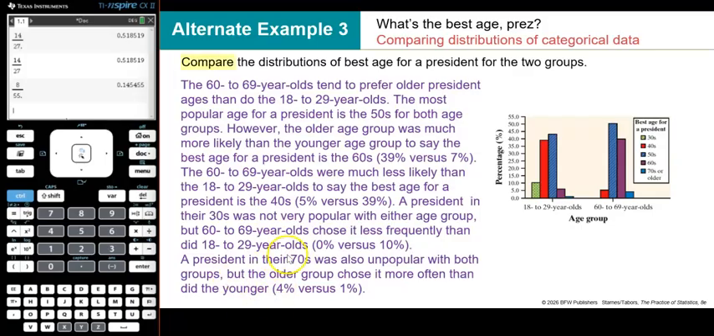The president of the 70s was also unpopular with both groups, but older groups chose it more often. Oh, I really like this.